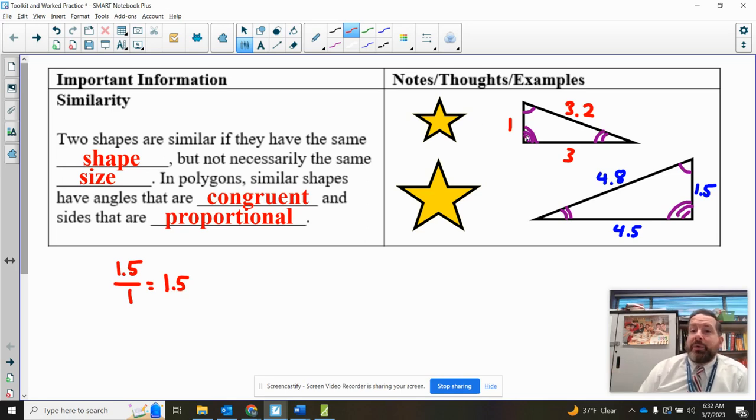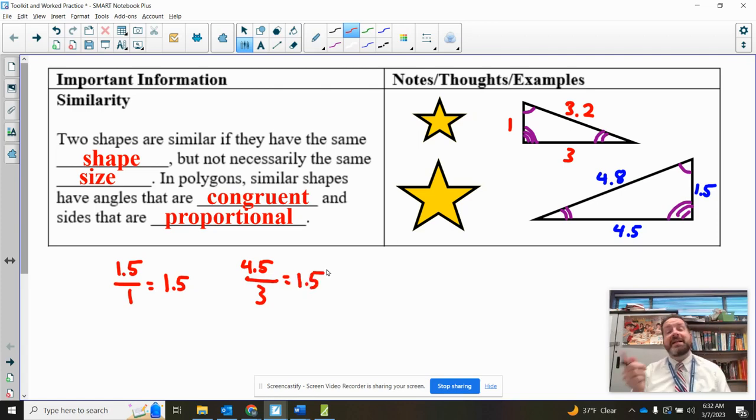Do the same thing now with this middle length side. So the middle length side on the bottom is the 4.5. The middle length side on the top is the 3. And once again, you're going to find that same ratio of 1.5. This is what we mean by proportional.